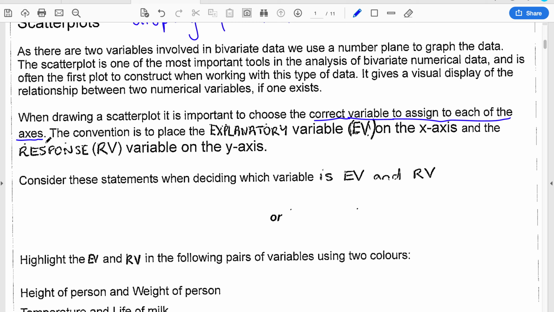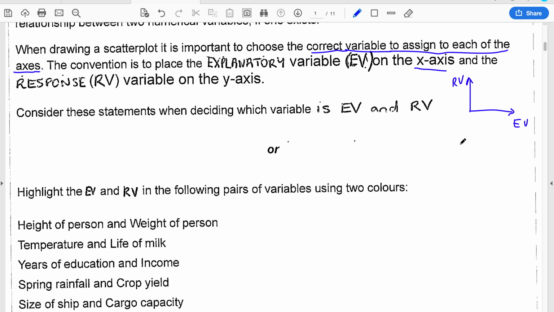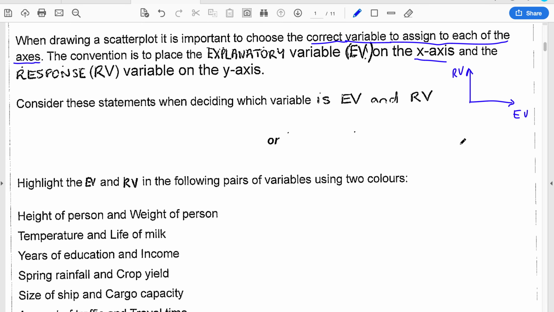So the reason we do that, the reason you need to decide, is because we always put the explanatory variable, the EV, on the x-axis. And the response variable will always go on the y-axis. So I'll get to that in a second, but I'll just draw a little picture. We go EV, and over here we do RV. Now these used to be called the independent and the dependent variables. So if you come across other resources that mention them, they are talking about the same thing. So you might like to consider these statements when you decide which is which.